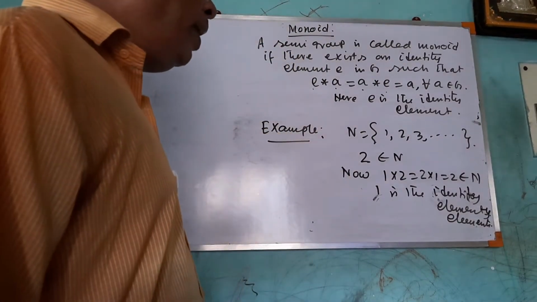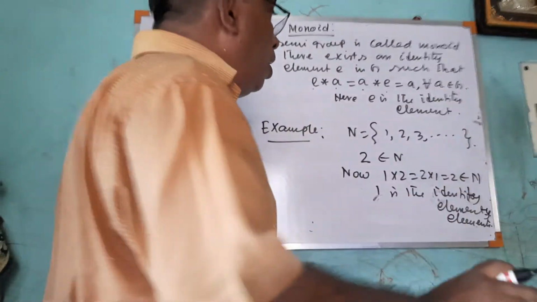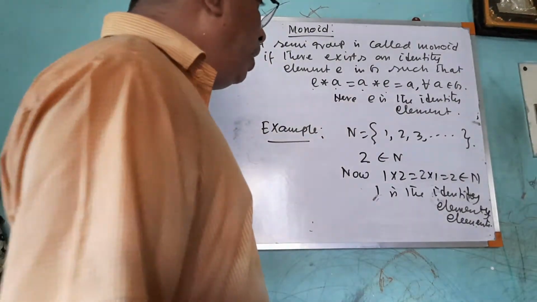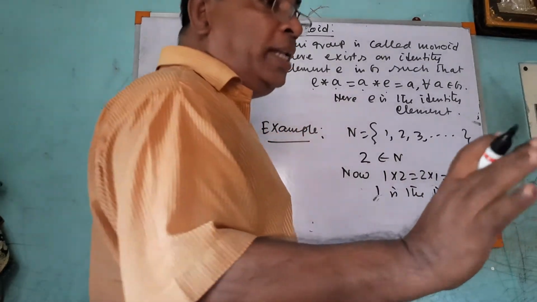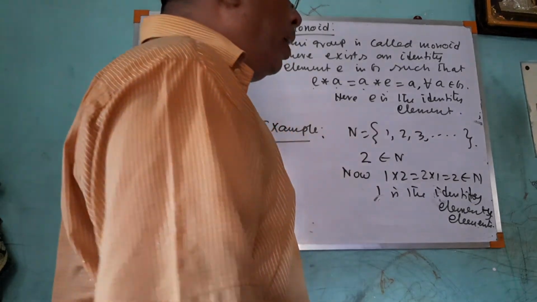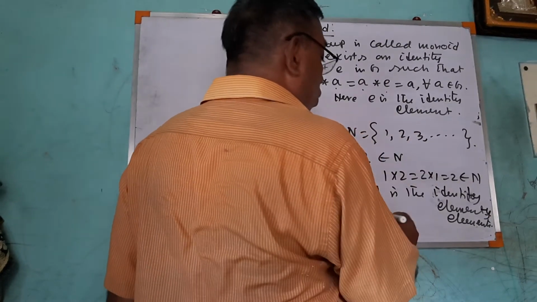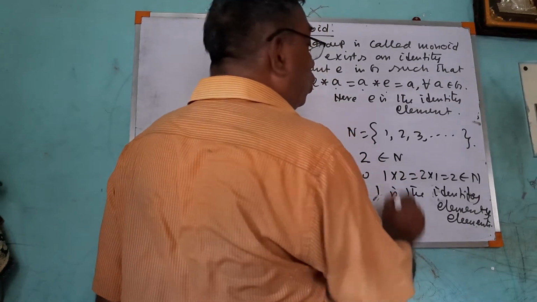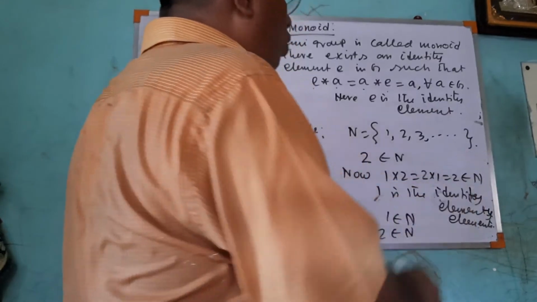Okay. So now, can any number be the identity element for 2? No, there is no number. There is no number from N that, multiplied into 2, gives 2, except 1. So we can say here 1 is the identity, because 1 belongs to N and 2 belongs to N, such that 1 into 2 equals 2 into 1 equals 2, which belongs to N.